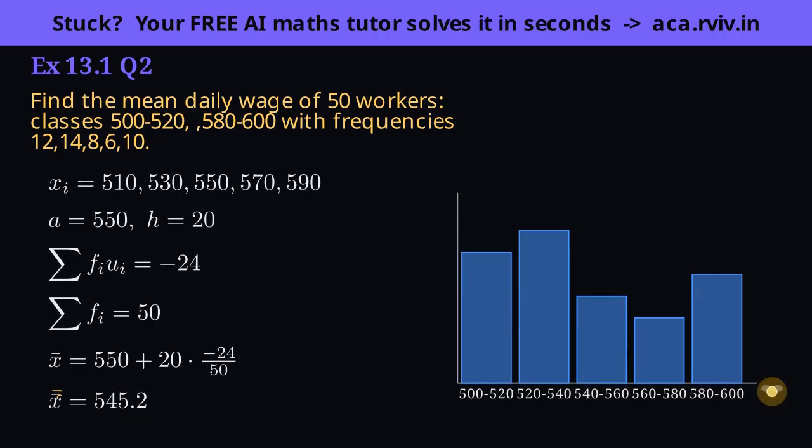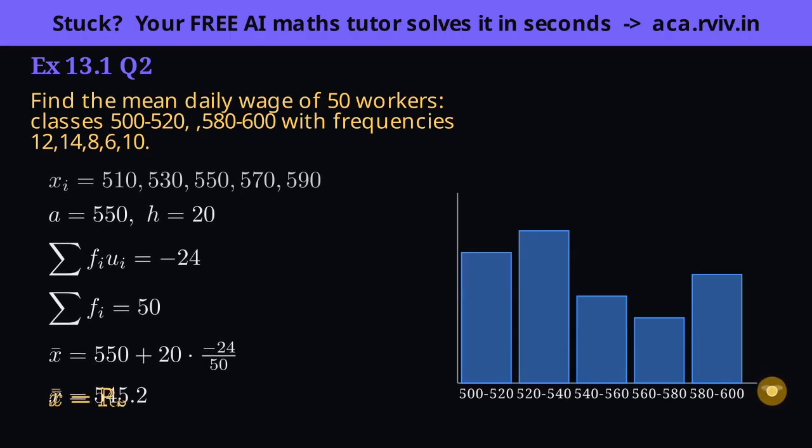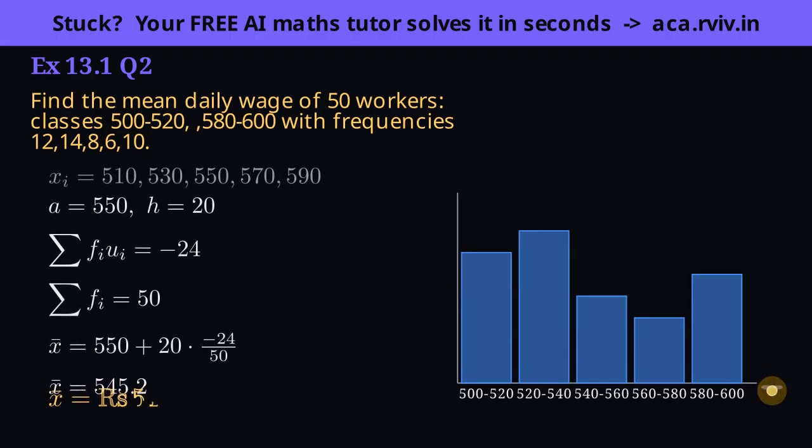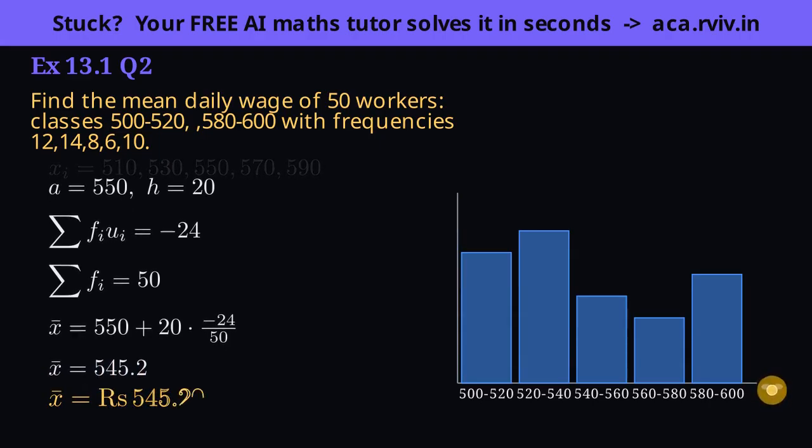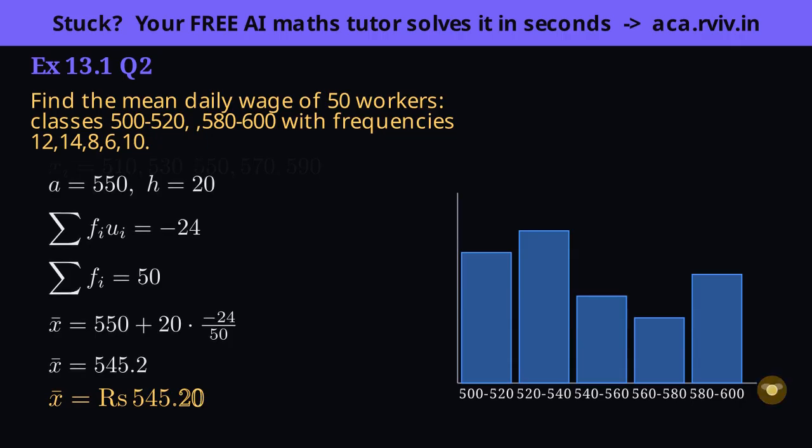So the lesson. Subtracting a big assumed mean turned wages in the 500s into single-digit u i you could add on your fingers. That's the entire reason step deviation exists. Same balance point, tiny numbers.